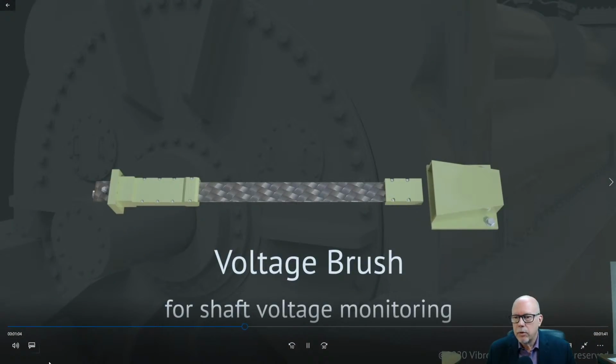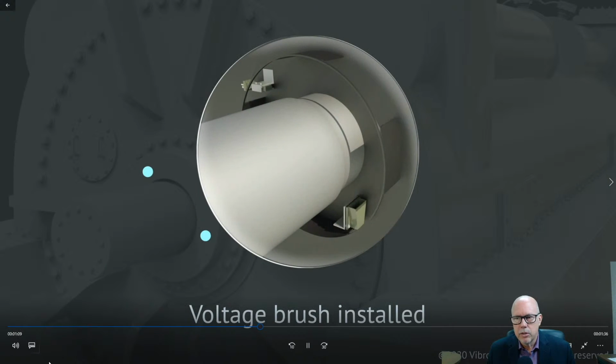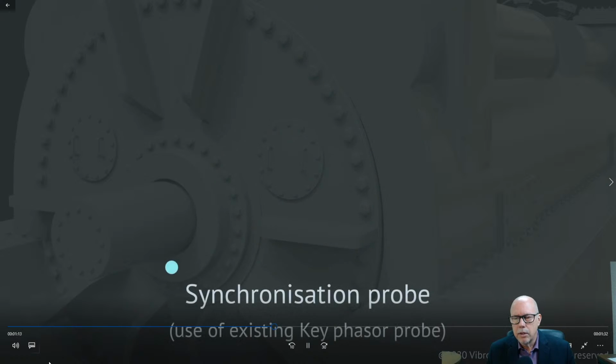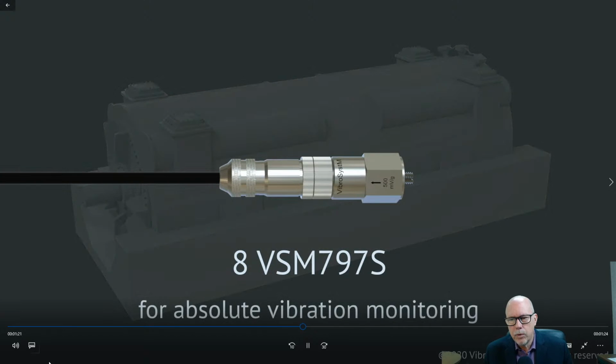We also have a shaft voltage monitoring system, which of course involves installing a brush. So that brush is usually installed on the non-drive-in, and using a synchronization probe or using the existing key phaser, it gives us a reference as to where we are.